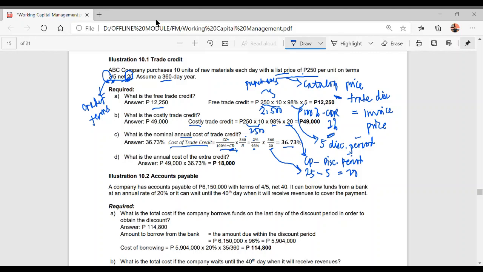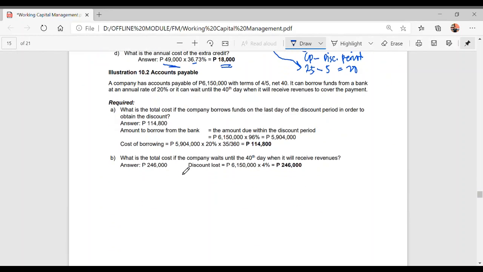Now, what is the annual cost of the extra credit? So that's equivalent to 49,000, which we obtained in letter B, times 36.73% obtained in letter C, and you will get 18,000 pesos.